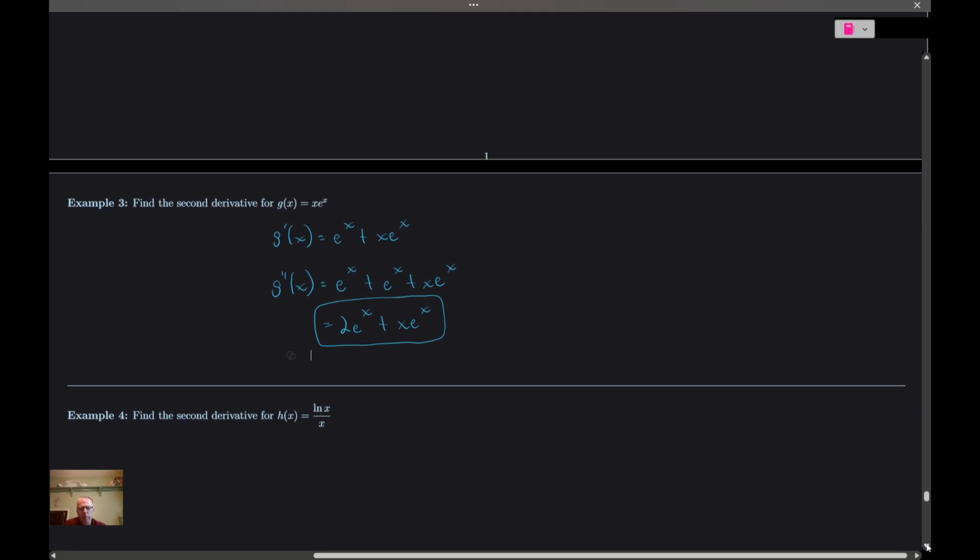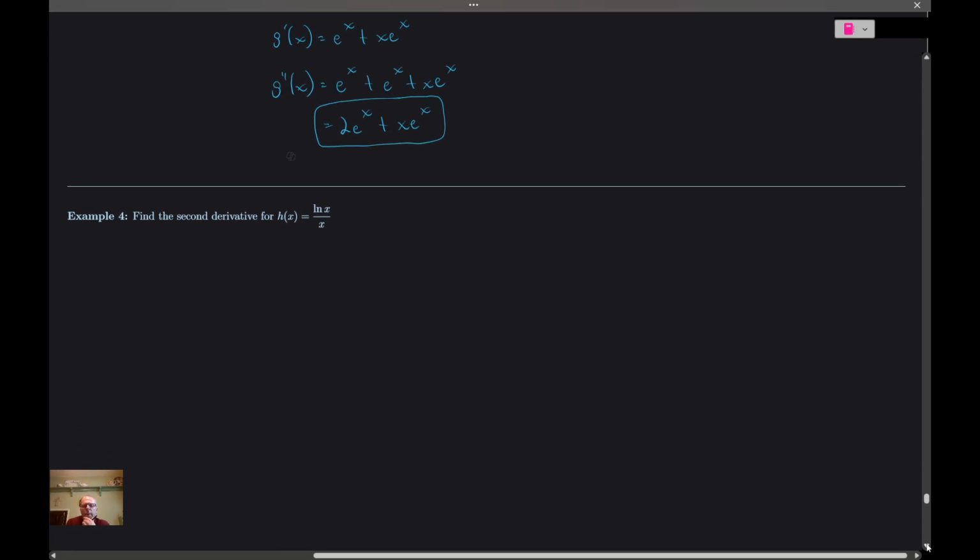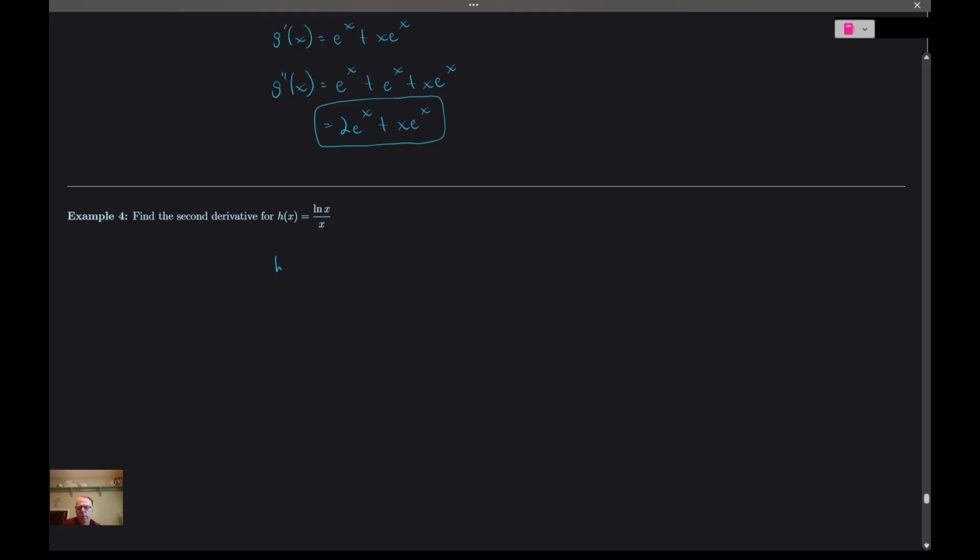All right, and then one more example, and then we'll look at an application of this. So find the second derivative of ln of x divided by x. So now we need the quotient rule. So h prime of x, we have the bottom times the derivative of the top minus the top times the derivative of the bottom, which is just 1, all over the bottom squared. And then let's simplify this. X times 1 over x is 1 minus ln of x over x squared.